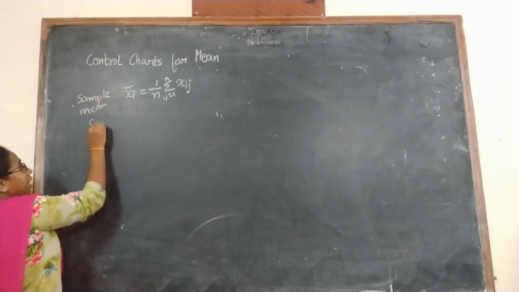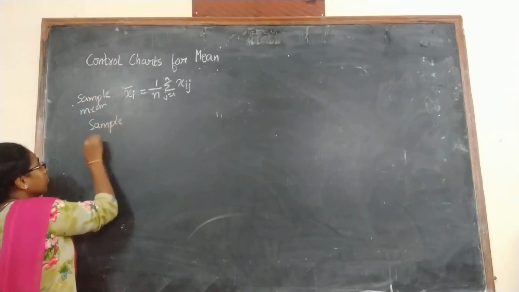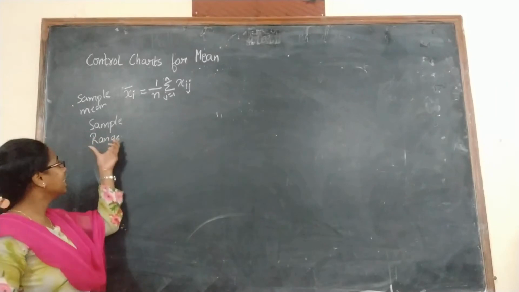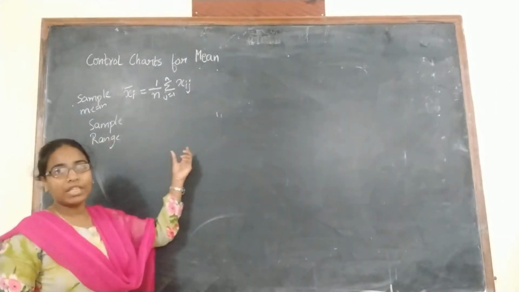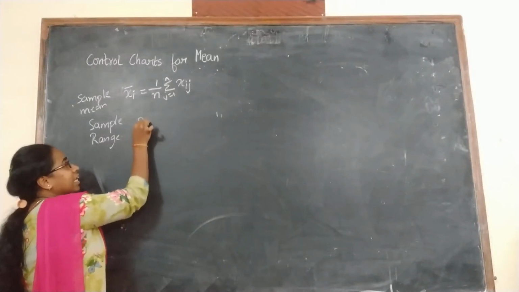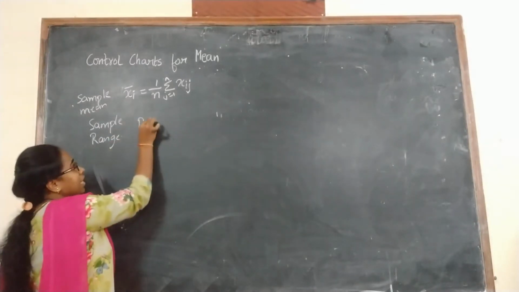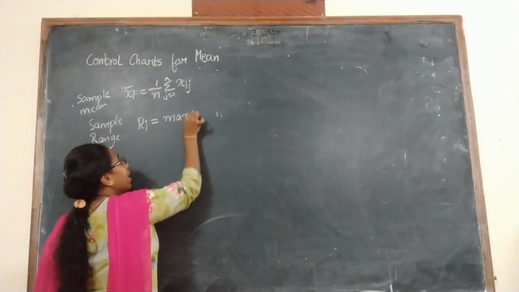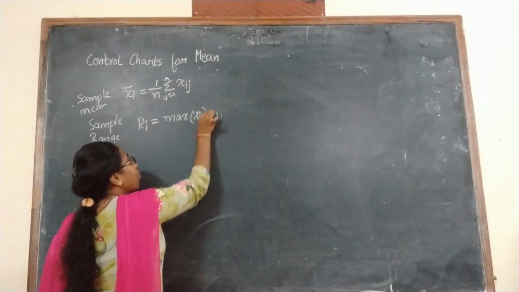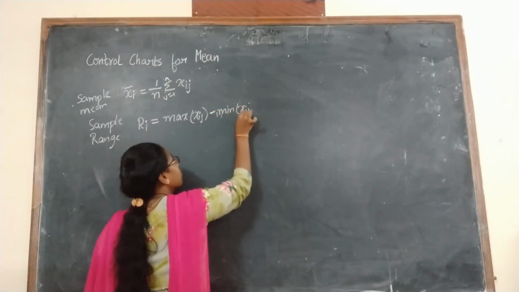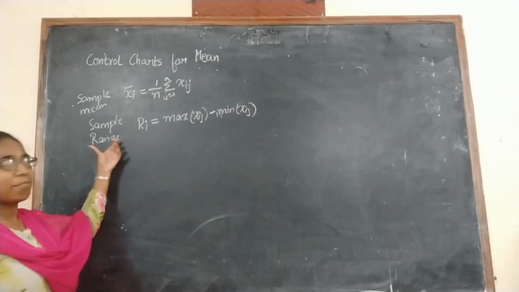Next, sample range. The range is nothing but the difference between the maximum value and the minimum value. So the ith range Ri is given as Ri equals maximum of xij minus minimum of xij. So this is the formula for sample range.